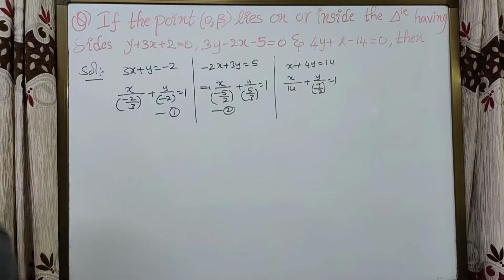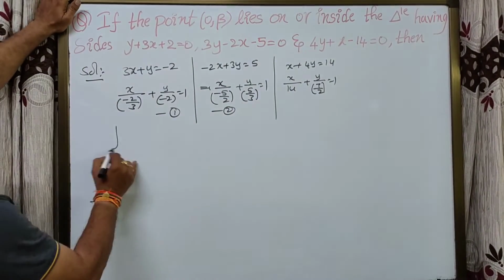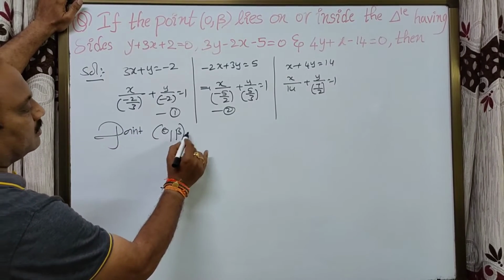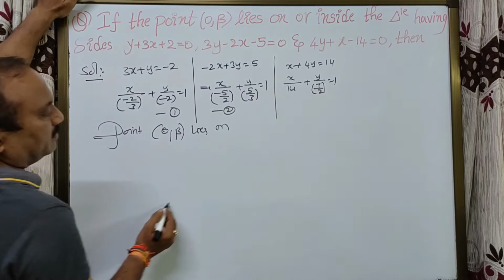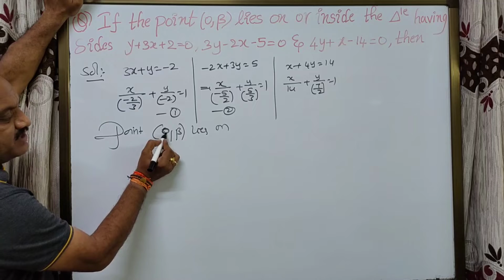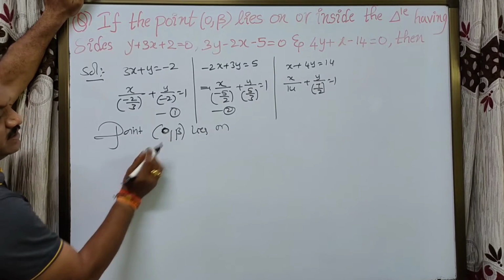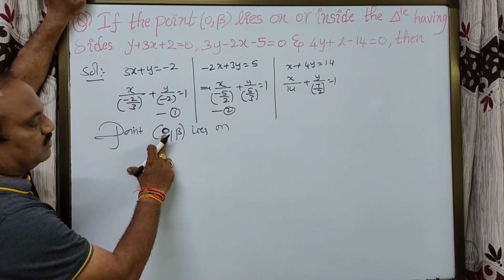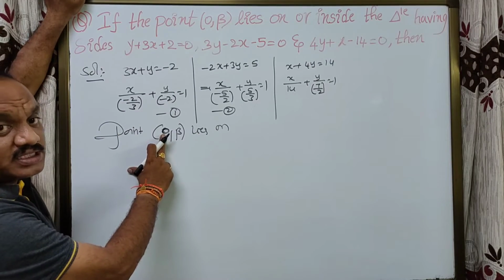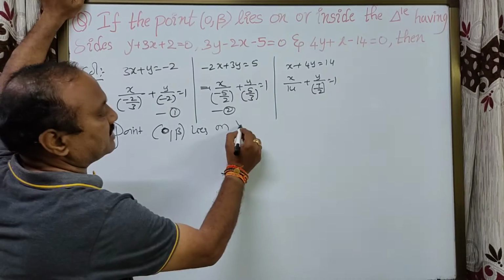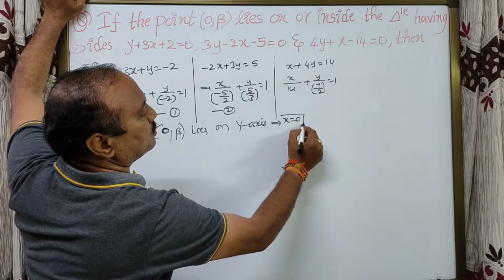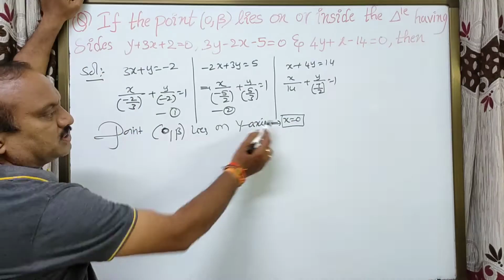Now take a rough sketch. Before that, the point (0, beta) lies on... My dear students, in this point the x coordinate is fixed. The x coordinate is fixed, that is 0. (0, beta) is on the y axis, since the x coordinate is 0. That means this point lies on the y axis. Its equation is x equal to 0. This is the 4th line.